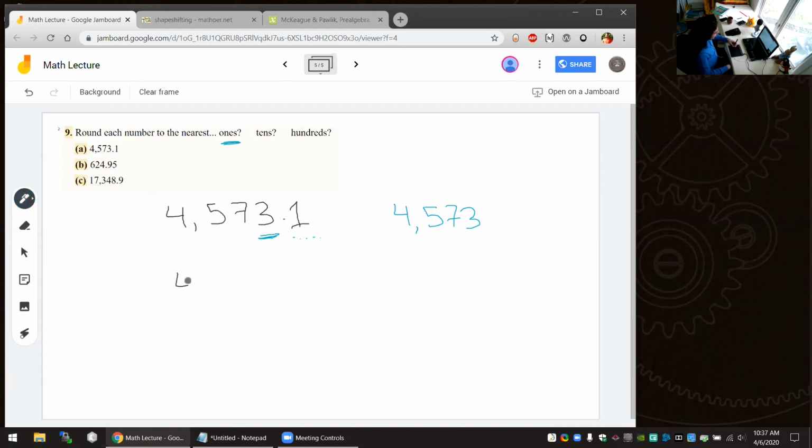Okay, same problem. Now we are asked to round to the nearest tens. So I might pick a different color. I look at my tens. I look at the one that's just to the right of that, the biggest of the ones I'm about to zero out. Is 3 5 or more? No, so the 7 can stay the way it is.